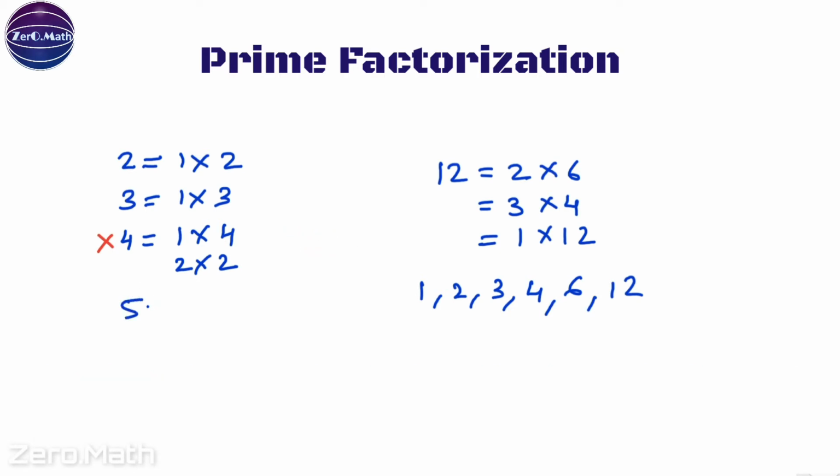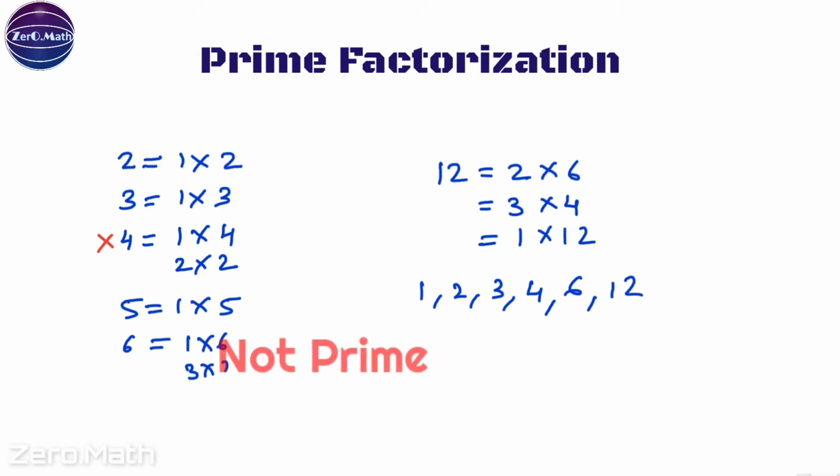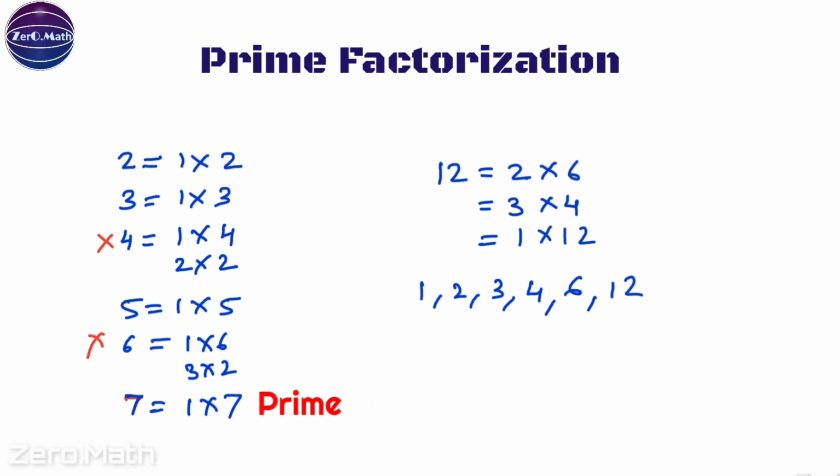Number 5 can be represented as 1 into 5, that is the only possible way, hence it is prime. Number 6 is not prime because it can be represented as 1 into 6 and 3 into 2. So it has another representation, hence number 6 is not a prime number. Number 7 can be represented as 1 into 7, and that is the only possible way. Hence number 7 is a prime number, and this list continues on.